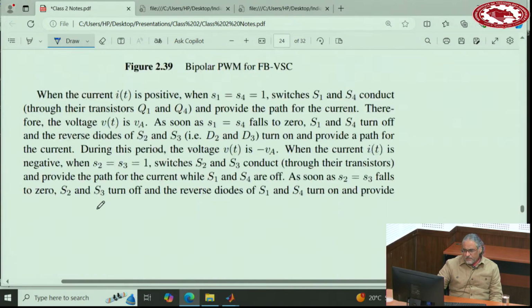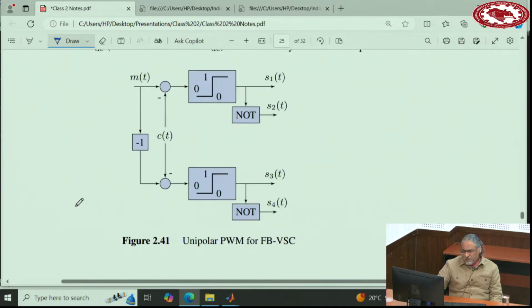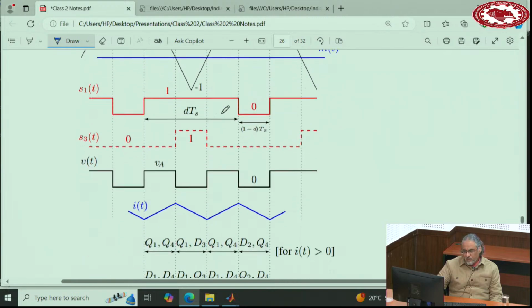How to do that using PWM? This is the common way of doing it. It may not be the only way, but that's the common one. So the carrier waveform is compared with the modulation and generates S1 and S2, and the negative of that modulation generates S3 and S4. If you look at this diagram here, you have now M and negative M, and M is used in comparison with this carrier waveform to generate S1, and negative M is used to generate S3.